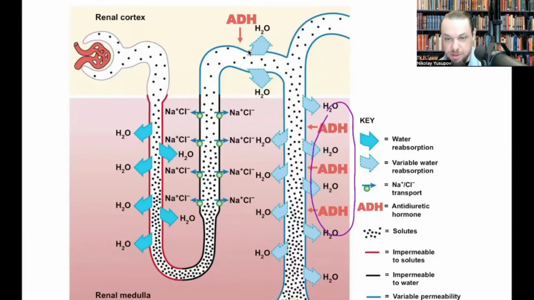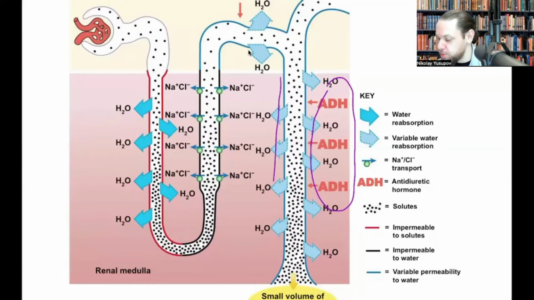Without the ADH, it's not going to create aquaporins. So this then becomes water impermeable. So the distal convoluted tubule is only permeable when you have ADH present. Otherwise, it's water impermeable. Now, let's say you have no ADH, or your body's not making ADH from the posterior pituitary, or it cannot bind on the kidneys for whatever reason.